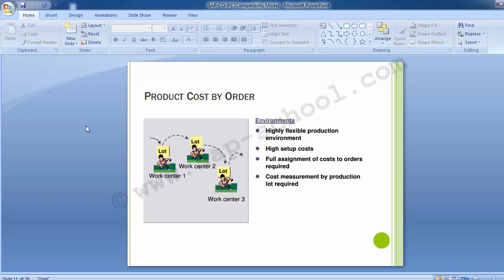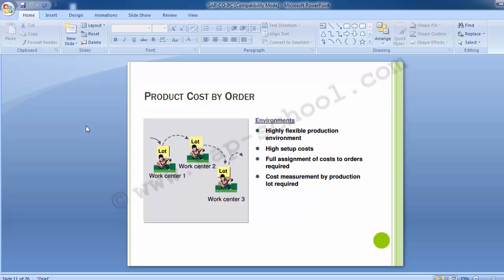In product cost by order, in this particular component, the manufacturing orders are used as the cost objects. The costs updated on the manufacturing orders are usually analyzed and settled by lot. This means that in most cases, variances are not determined until the entire quantity to be manufactured has been received into inventory.